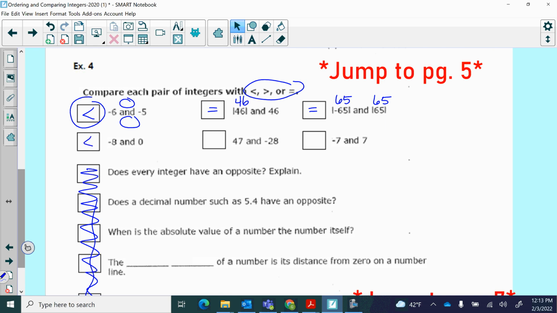-8, 0, less than. 47, -28. Any positive will always be bigger than a negative. -7 and 7. How are they equal?